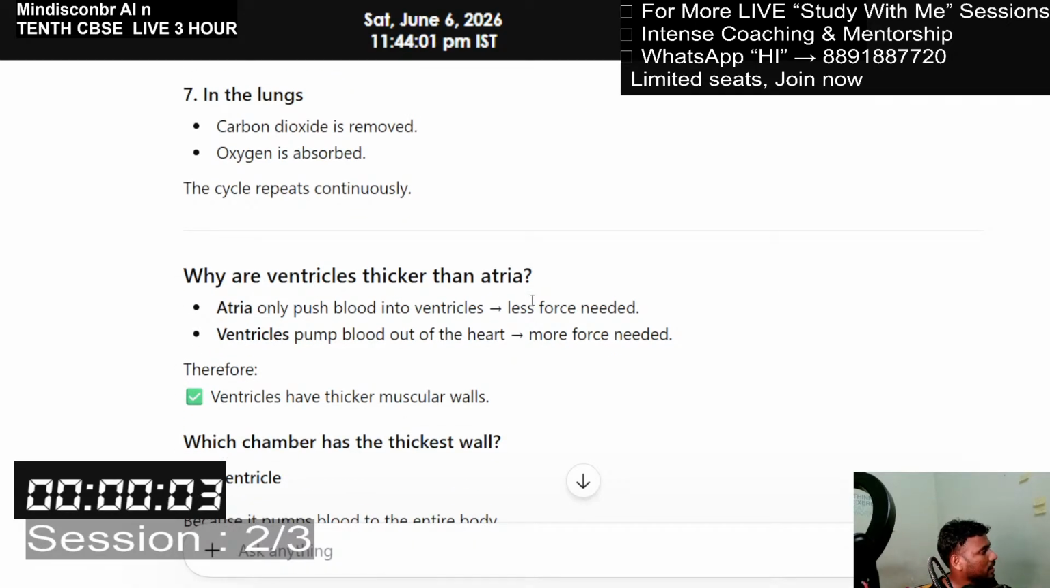Why are ventricles thicker than the atria? Atria only push blood into the ventricles, so less force is needed. Ventricles pump blood out of the heart, so more force is needed, and hence ventricles have thicker muscle walls.